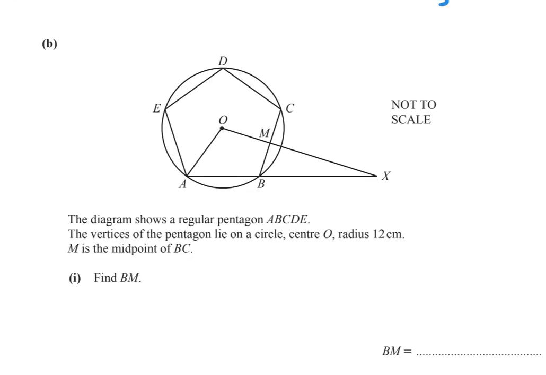Now B. The diagram shows a regular pentagon ABCDE. The vertices of the pentagon lie on a circle, center O, radius 12. M is the midpoint of BC. Find BM. First, because M is the midpoint, this angle is 90, because the line from the center bisects the chord perpendicular to the chord. And now we have the radius equals 12, so OB equals 12.